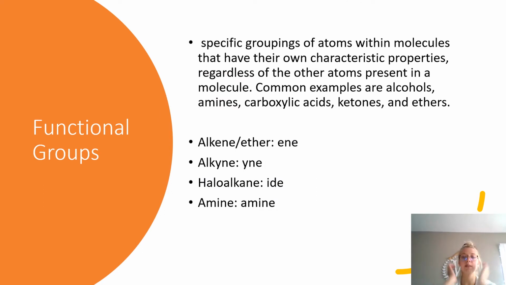Different groups, we have something called functional groups. These are specific groupings of atoms within molecules that have their own characteristic properties. This is regardless of the other atoms that are present in the molecule. Common examples include alcohols, amines, carboxylic acids, ketones, and ethers. As you can see, you have root words here. Alkene is E-N-E, alkyne is Y-N-E, haloalkane is I-D-E, and amines are amines.